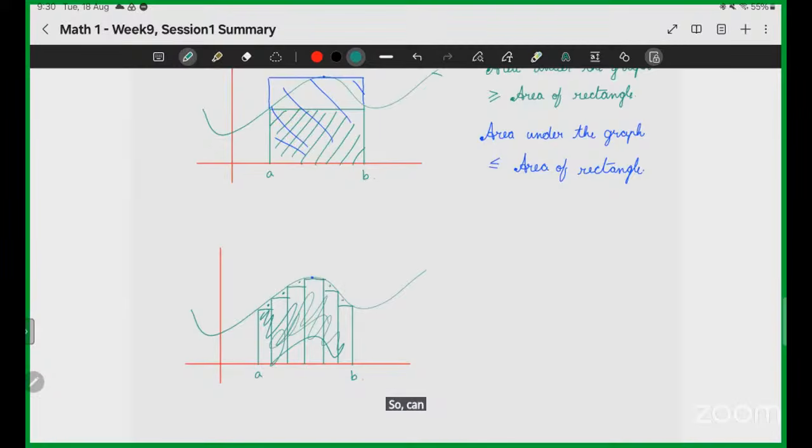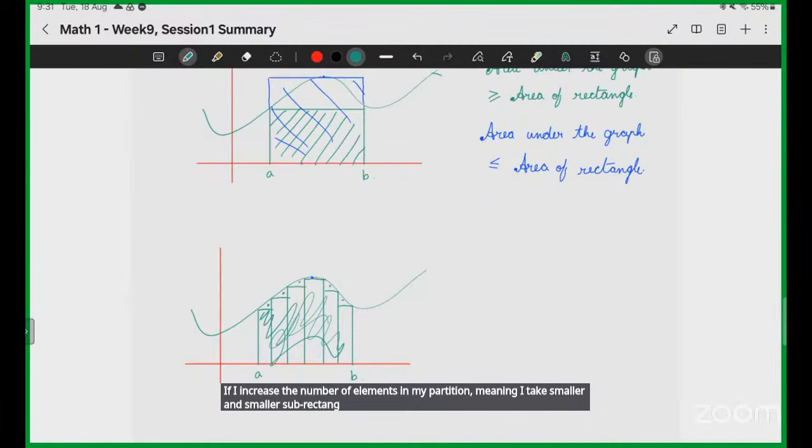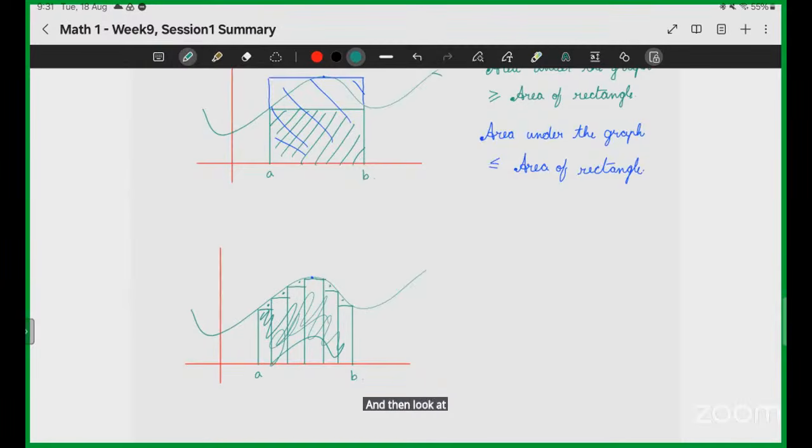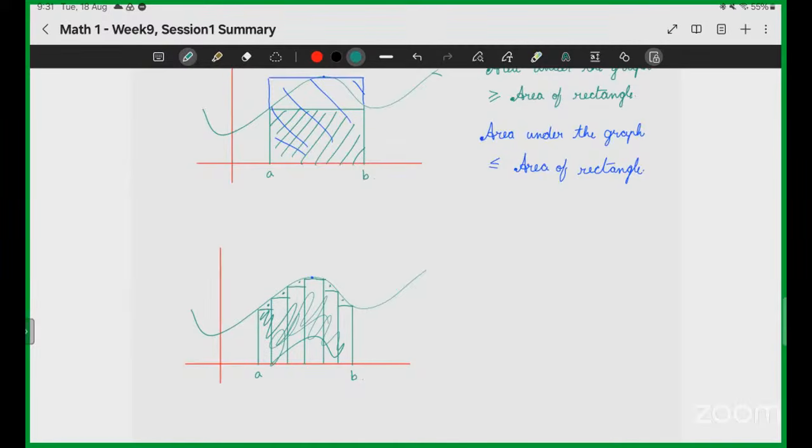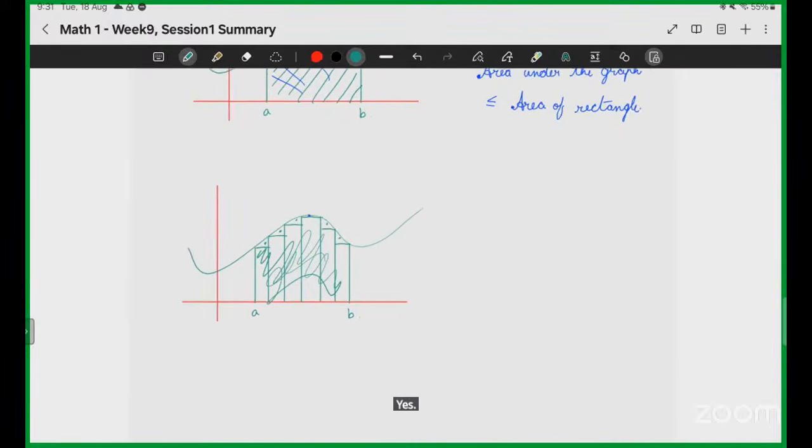So can you see that if I increase the number of elements in my partition, meaning I take smaller and smaller subrectangles, which constitute A to B, and then look at these estimates, they'll start getting sharper and sharper. Is this a reasonable statement to make? Yes, sir. Yes, right?